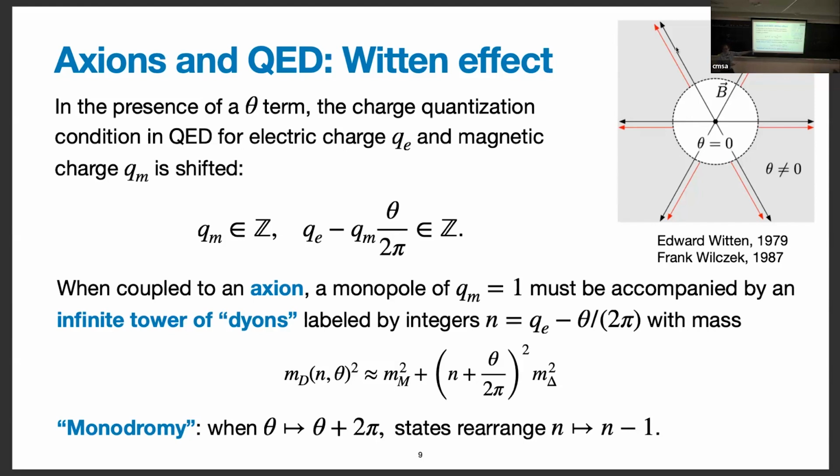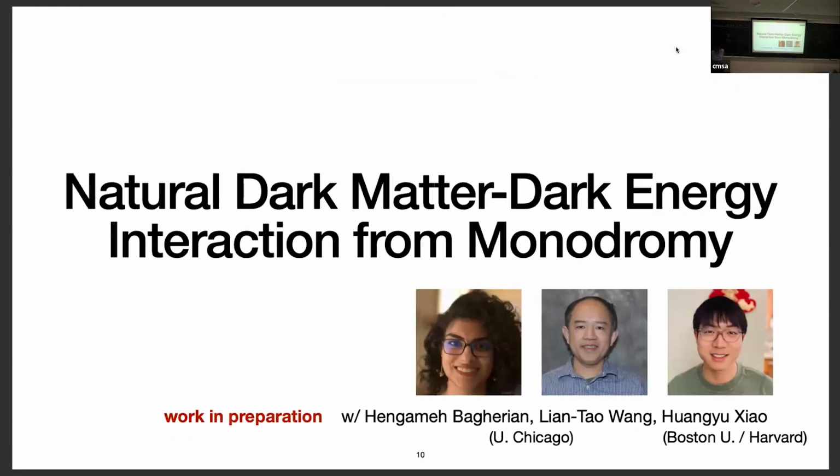if theta goes to theta plus 2 pi, physics is periodic, but the individual modes are not. So what happens is that this integer n has to shift to n minus 1 in order for this combination to stay the same when you shift theta to theta plus 2 pi. We call this kind of rearrangement monodromy. So there's a bunch of different states. When theta goes around its circle from 0 to 2 pi, the states sort of shuffle along and each one becomes the next one. So the whole set is the same, but they've rearranged. Okay, so that's a very quick overview of a lot of interesting things about axion physics.